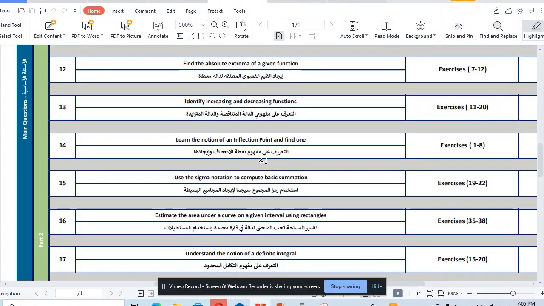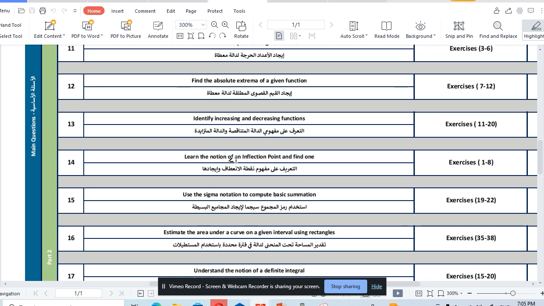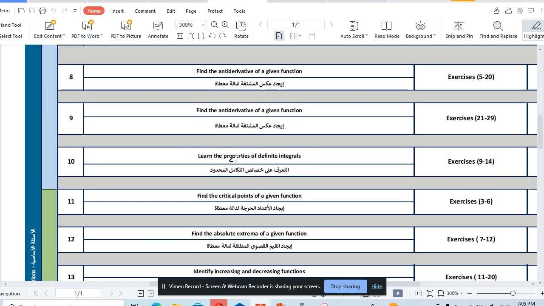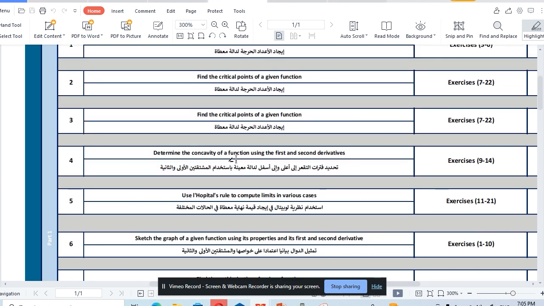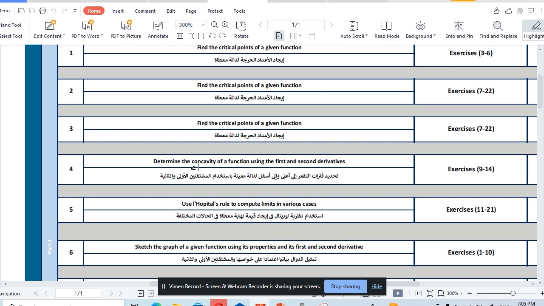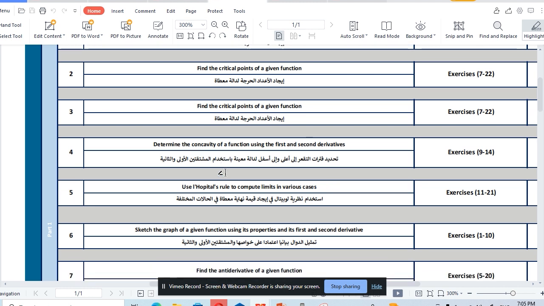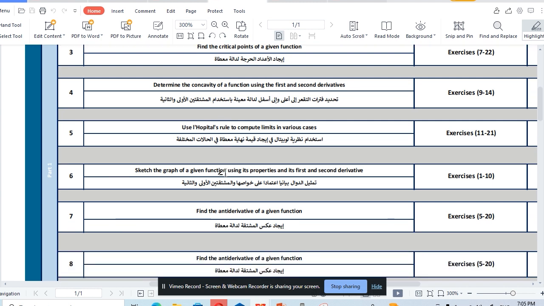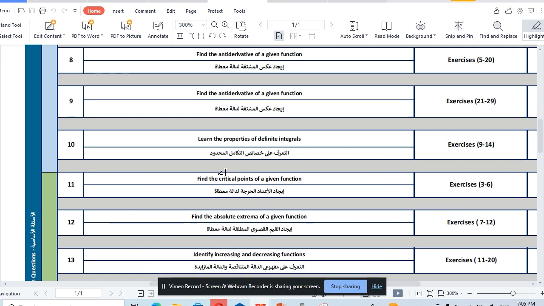Okay, so now let's move to part number 15. Now for part 14, which is to learn the notion of an inflection point and find one of them. You can see how we have learned how to find the inflection point in part 4, which is determining the concavity of a function using the first and the second derivative. You can go back to the videos that explain part number 4.